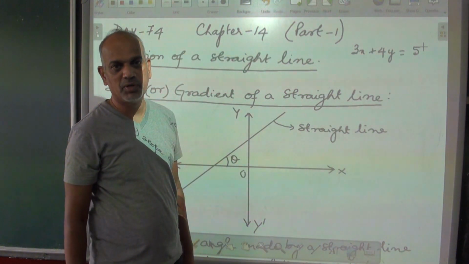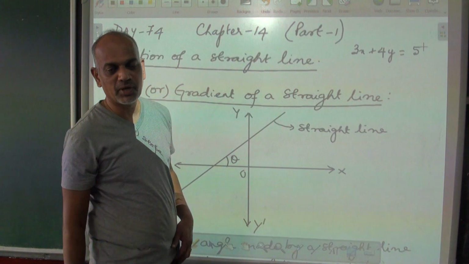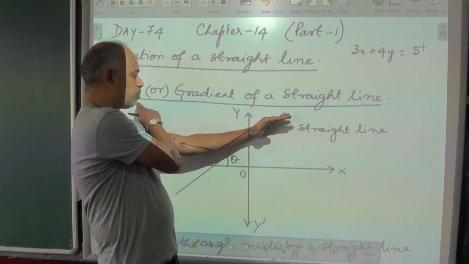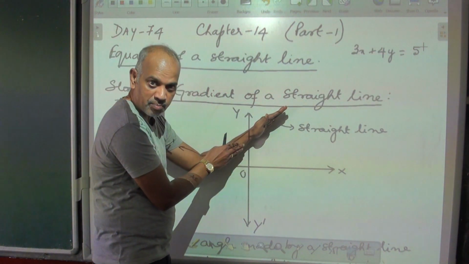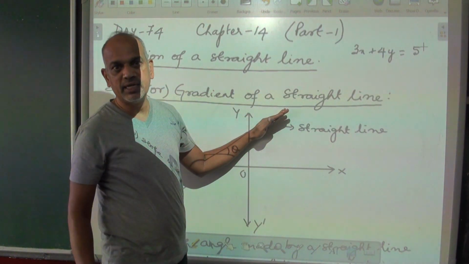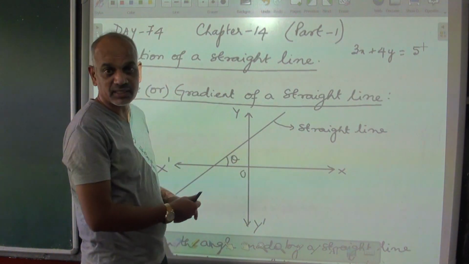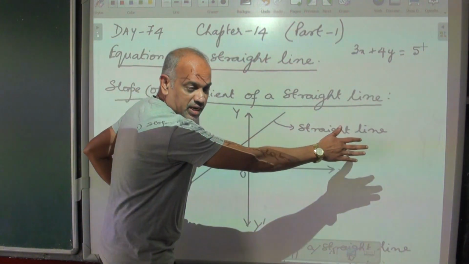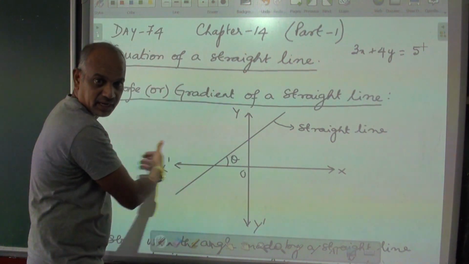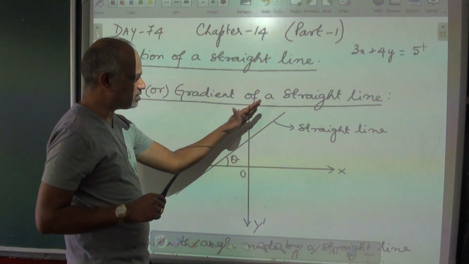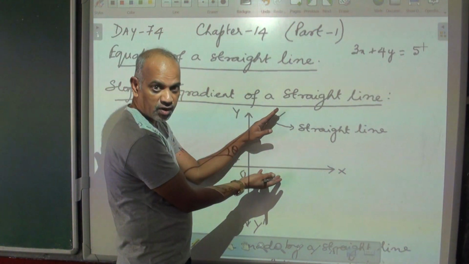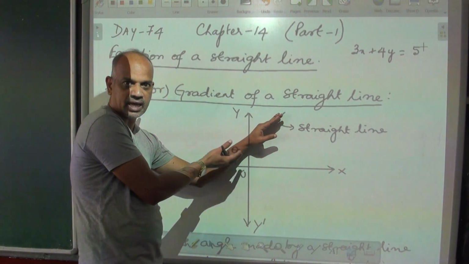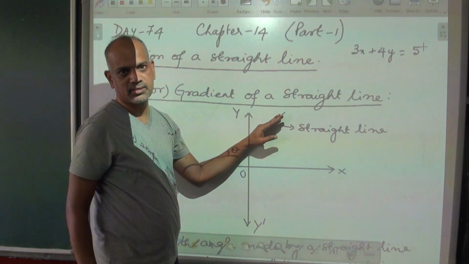But I never said anything about the positive side of the x-axis. I said the positive direction of the x-axis. Look at this. To find slope, you have to know the angle made by the straight line on the positive direction of the x-axis. Now, which direction is the positive direction of the x-axis? This side, this direction. This is the positive direction of the x-axis. This is the negative direction of the x-axis. So, this is the straight line. On the right side of the line is the positive direction of the x-axis, and on the left side of the line is the negative direction of the x-axis.